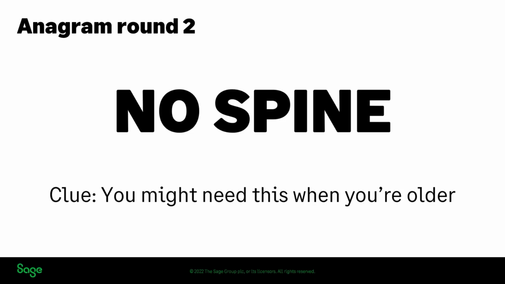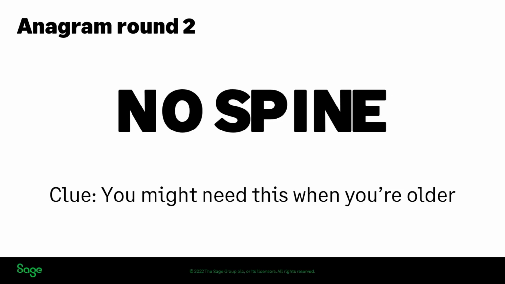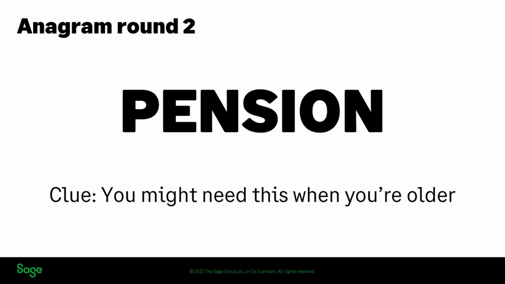Okay, so let's get on to the anagram and let's reveal what round two's anagram was. I saw a few guesses come through in the questions there, and the good news is if Duncan would like to reveal the answer, you all got it absolutely spot on. The answer was in fact pension. So "no spine" did then turn into pension. That was our anagram for round two.